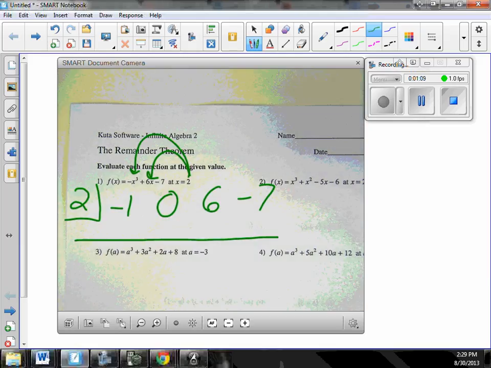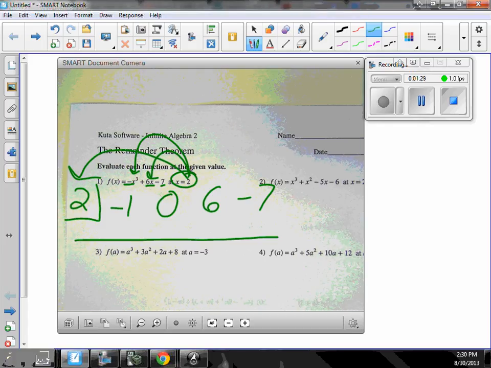So I put this number in the box. Yes, I pulled, and then the 6 and the -7, but I had to put a 0 there because we're missing x to the second. So anytime one is missing, you have to put in a 0, yeah?